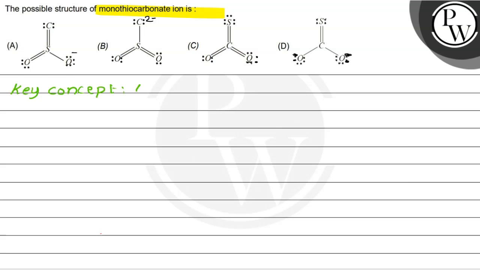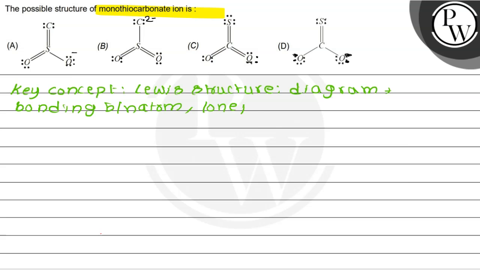That is the Lewis structure. These are the diagrams. They explain the bonding between atoms. Along with that bonding between atoms, they also describe the lone pairs of electrons present on the atoms in a molecule.